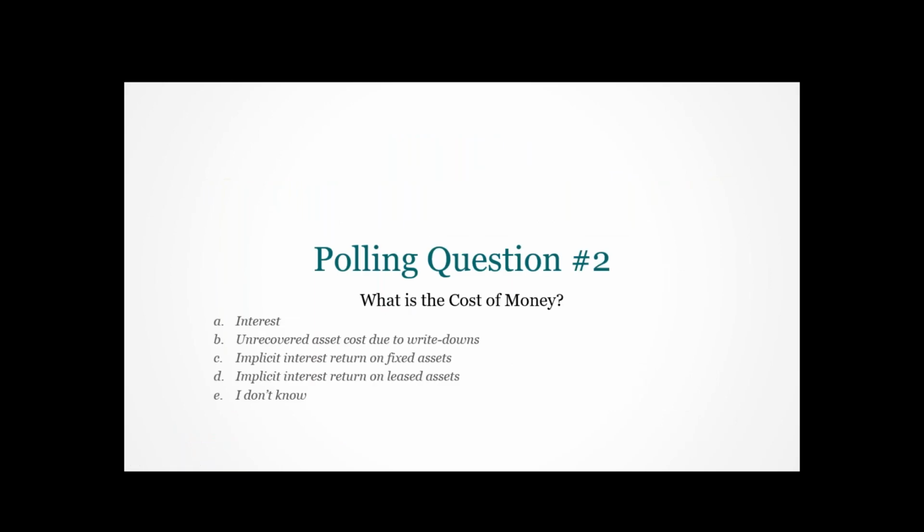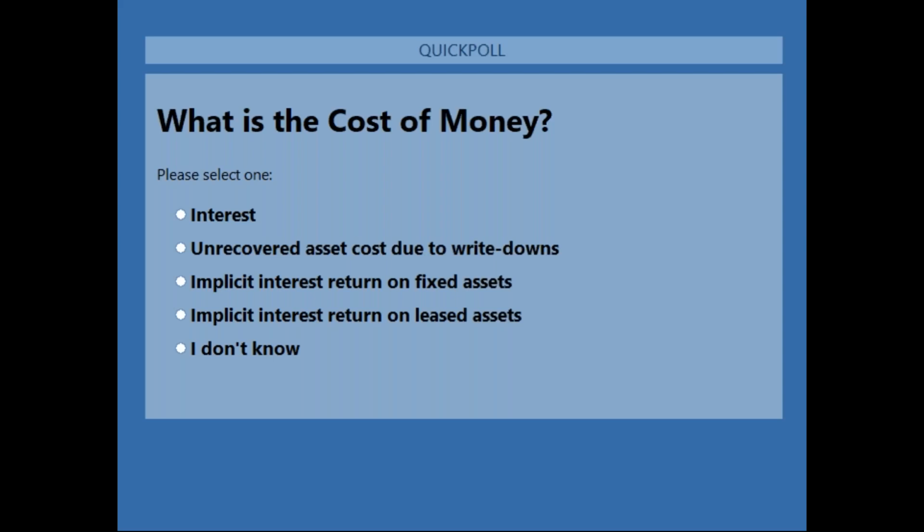Great, thanks guys. So before we move on, we'll get to our second polling question, and it is, what is the cost of money? Is it interest, unrecovered asset cost due to write-downs, implicit interest return on fixed assets, implicit return on leased assets, or I just don't know? So please take a moment now to record your answers.